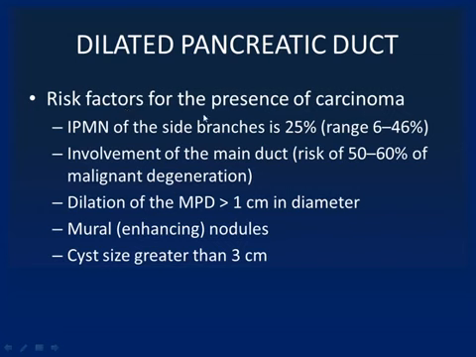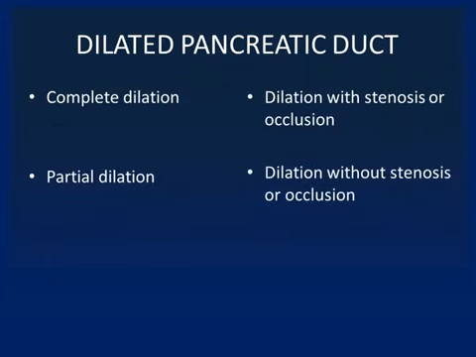Dilated pancreatic duct in case of IPMN raises the risk for the presence of carcinoma. This is a controversial topic, so I will be very short on this topic. There is the possibility of a neoplastic evolution. There is a wide range of reported data in the literature from 6 to 46%, but this afternoon there will be a lecture on this topic, so I will go very fast. Criteria for risk are the association of dilation of the main pancreatic duct, mural nodules, and cyst size greater than 3 centimeters. Cyst size greater than 3 centimeters is an important factor.